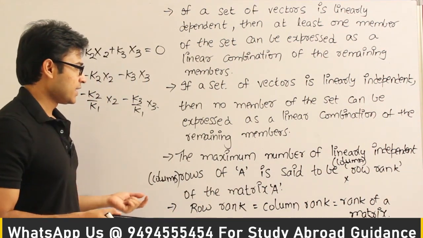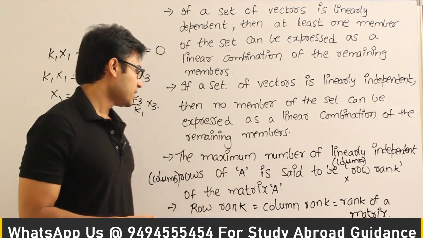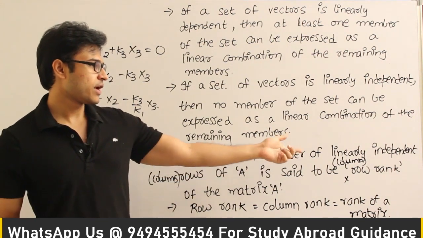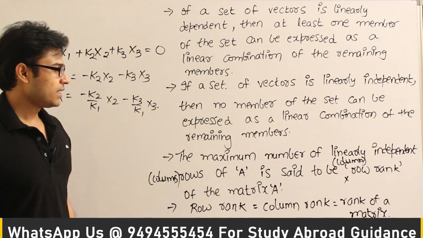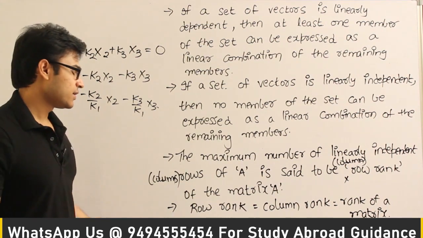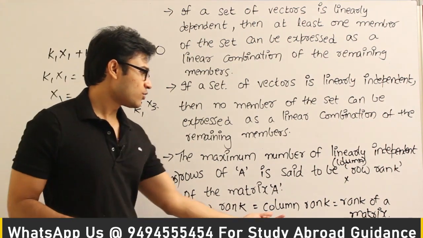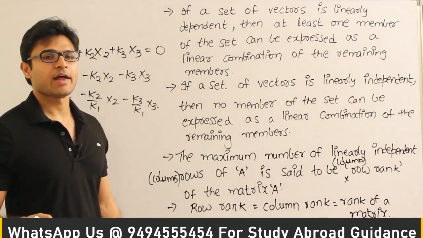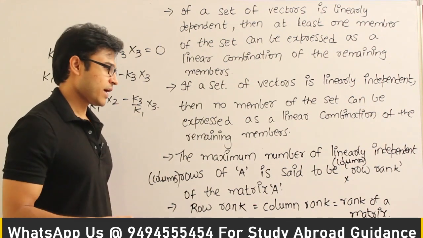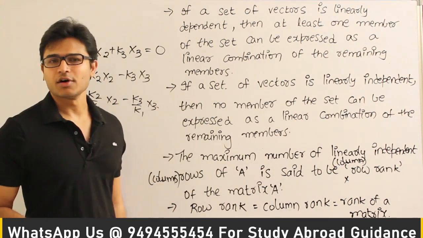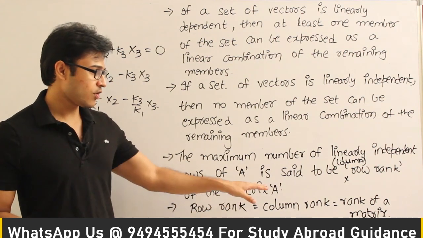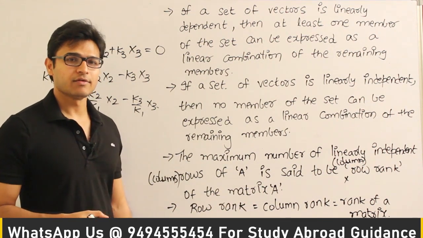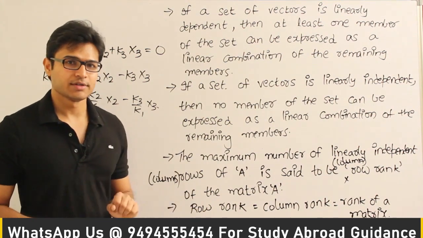So see this: the maximum number of linearly independent rows or columns of a matrix is called the row rank or column rank of the matrix. Incidentally, it so happened that row rank is equal to column rank is equal to rank of the matrix. Therefore, whether you say row rank or column rank or rank of a matrix, all these three are the same. And the rank of a matrix has a very important role to play in solving the equations. Shortly I'll show you how it is in the next video.